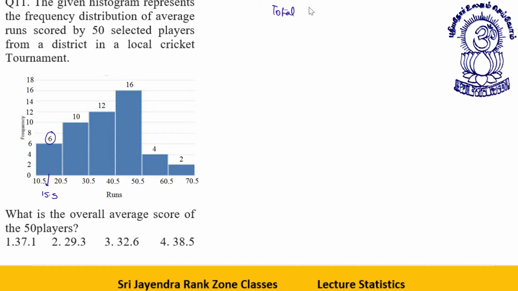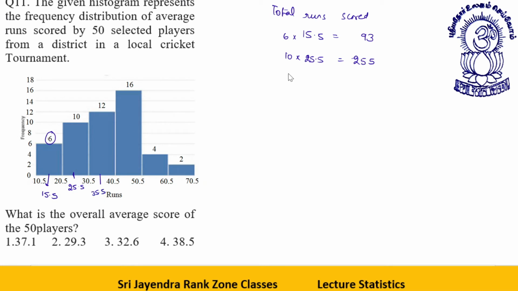So the total runs scored will be 6 people scoring 15.5. 6 into 15 is 90, 6 into half is 3, so this is 93. Similarly, 10 people scored between 20.5 and 30.5, so the midpoint is 25.5. 10 people scored 25.5, this is 255.